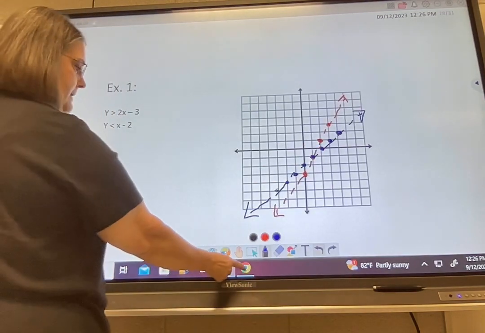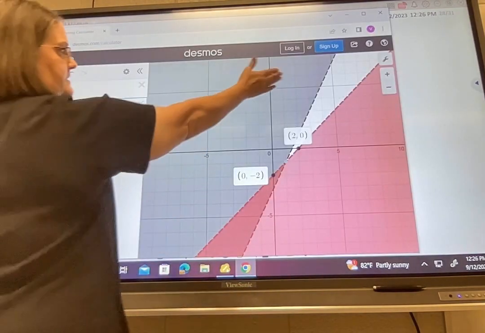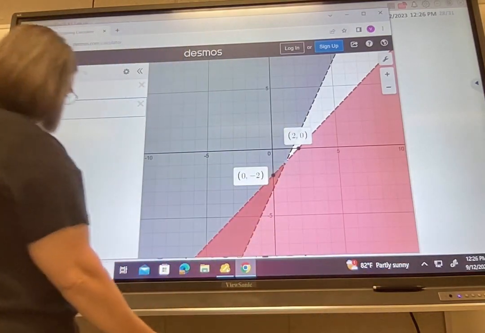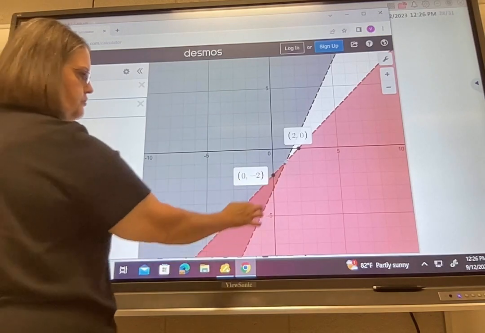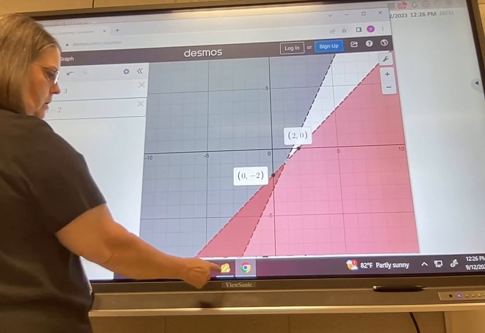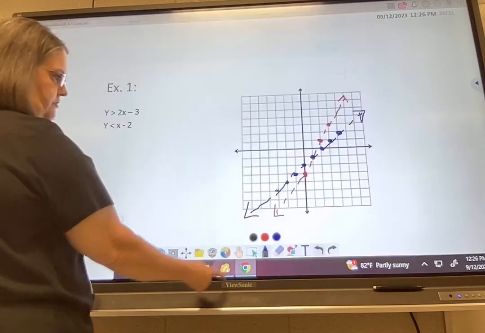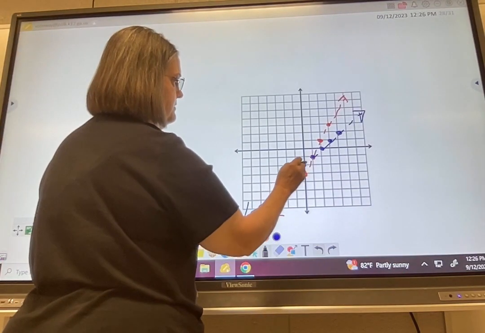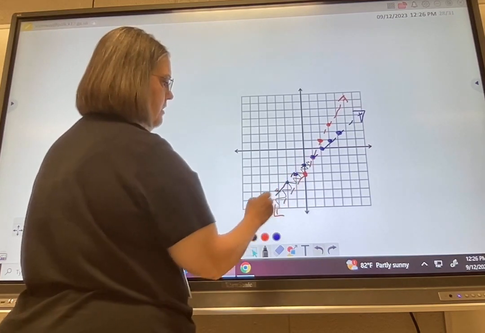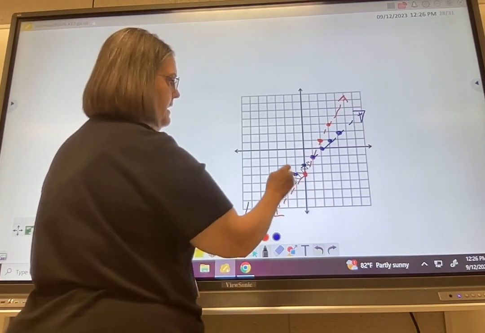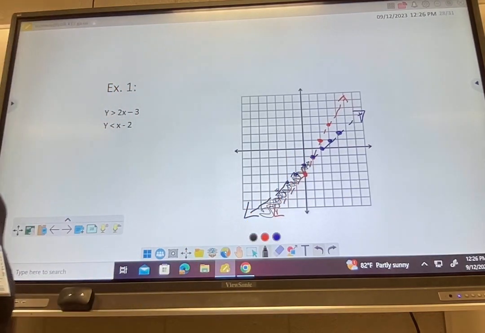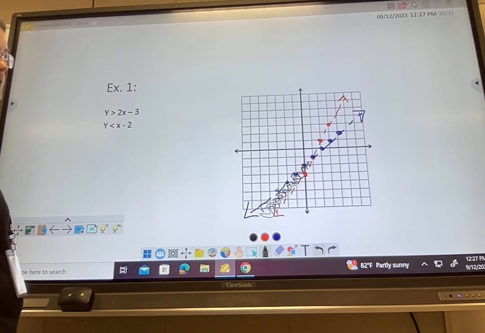All right, now let's go back and look. We are shading this way on the first line and this way on the second line, and the overlapped region is right here. That's the solution that solves both inequalities. So that's the part we're interested in. Any point in that region where they overlapped would solve both of them. No point on either line was a solution because they're dashed lines, okay?